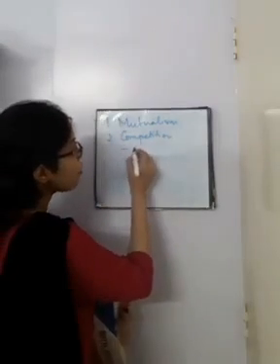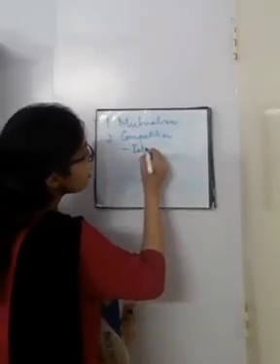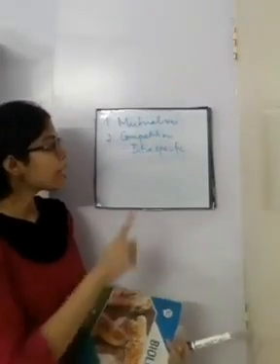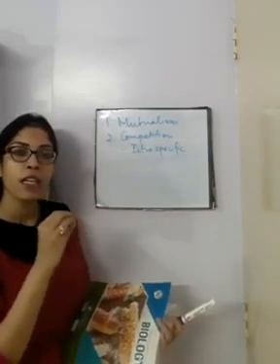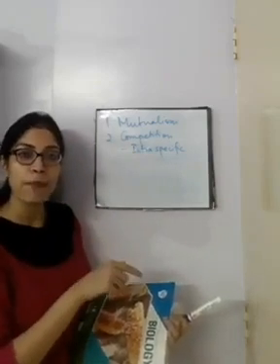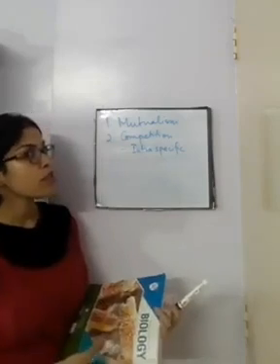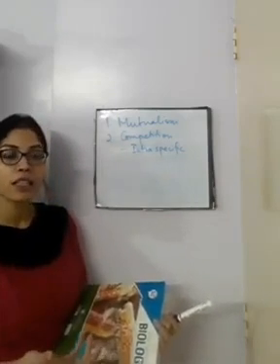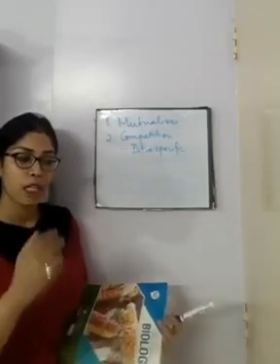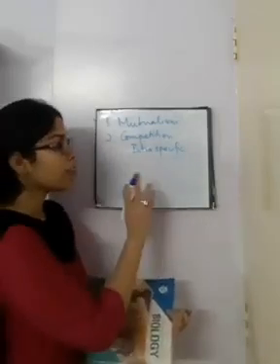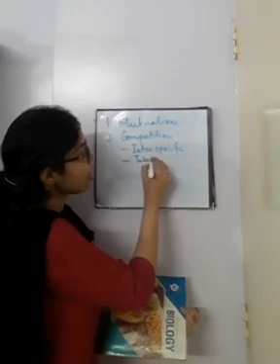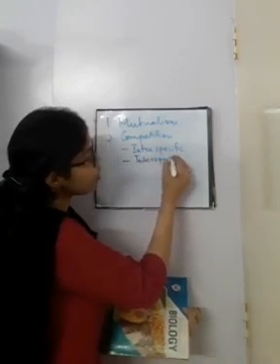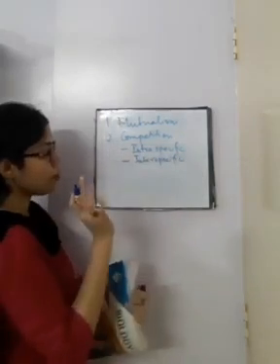Competition can be of two types. Intraspecific means a competition between individuals of the same species. Suppose two lions are chasing a deer. I will give an example where I can explain both types of competition, interspecific and intraspecific. These are the two types of competition.